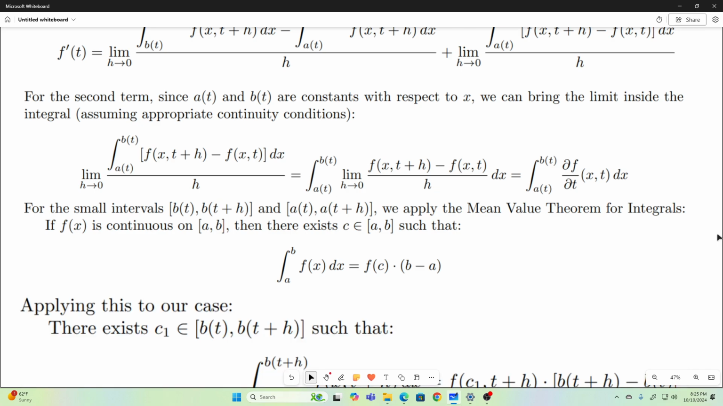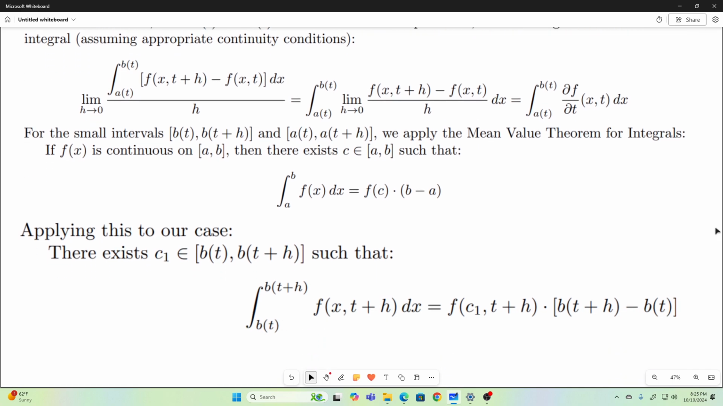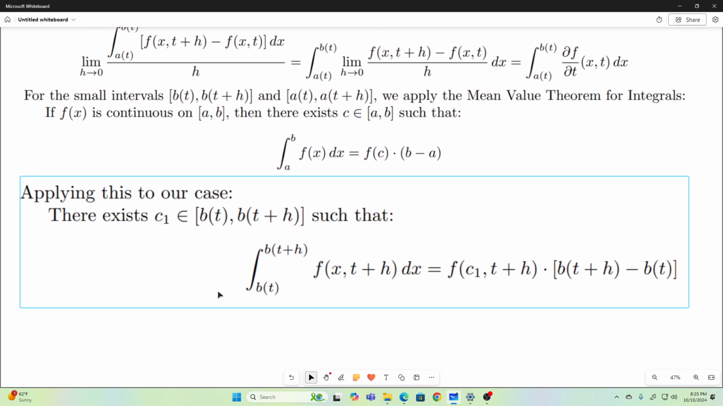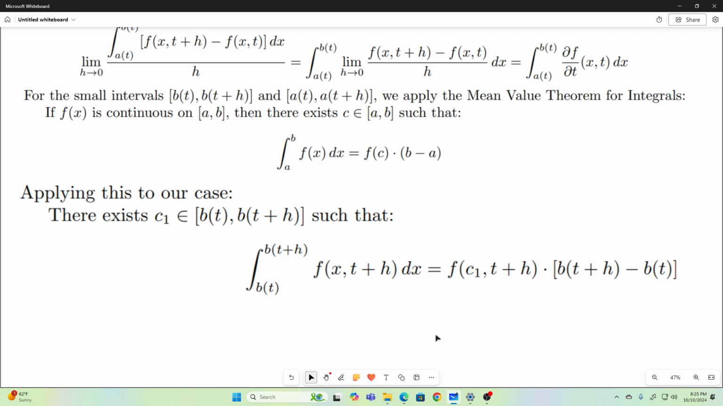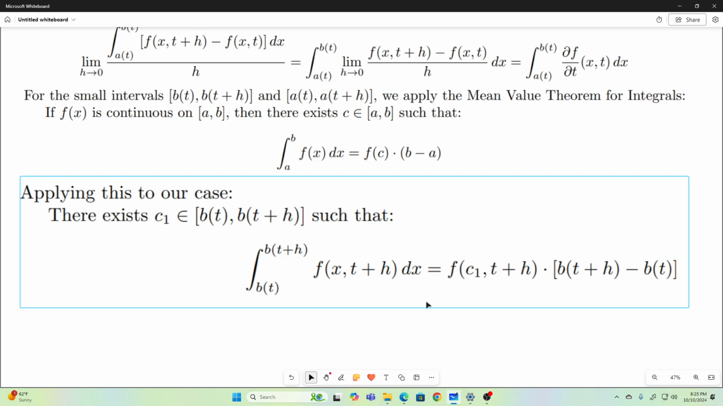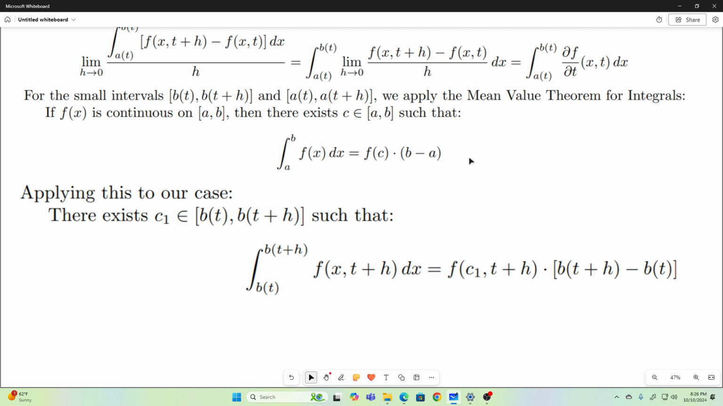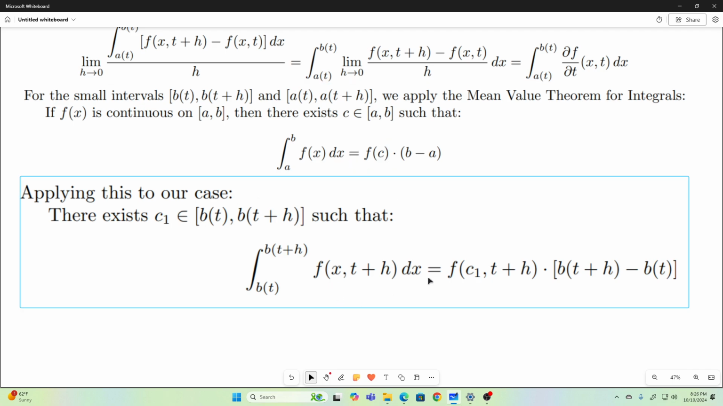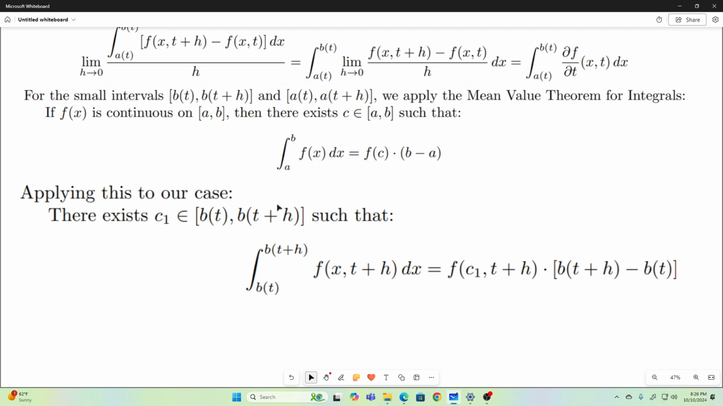Okay, so we're going to apply that to our case. Our case is this. This is our integral, and the mean value theorem is going to state that there exists some C1. We're going to call it C1 because we've already used C. Such that this integral is equal to f evaluated at some value C1, comma, t plus h, times b of t plus h minus b of t. We're just using the mean value theorem for integrals on this integral right here.